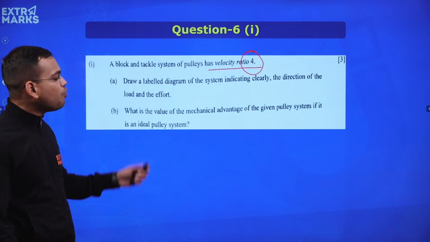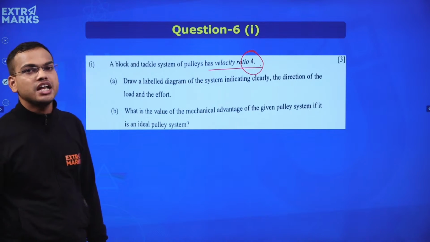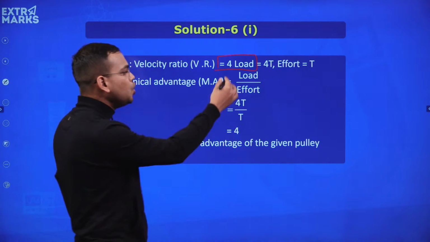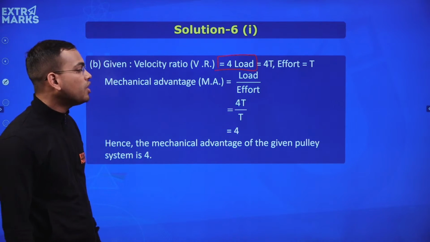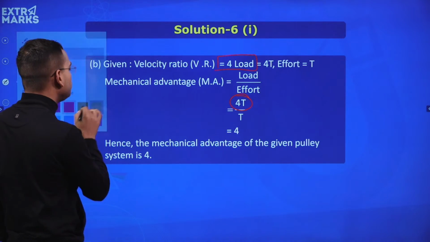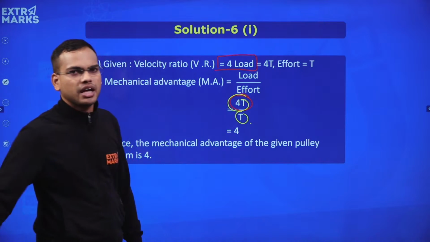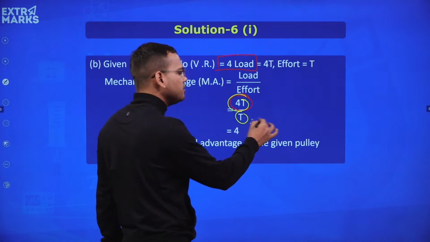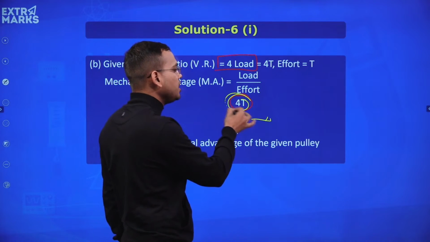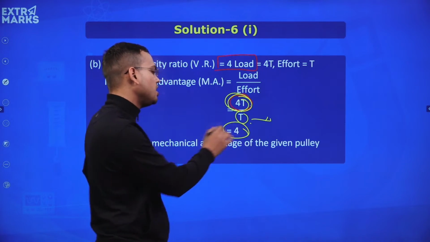Now what is the value of the mechanical advantage of the given pulley system if it is an ideal pulley system? Mechanical advantage is load upon effort. Whatever load we are trying to lift is actually 4 times whatever effort we are applying. Let's say T is the effort that we are applying. But the load we are lifting is 4 times our effort. So its mechanical advantage is 4.